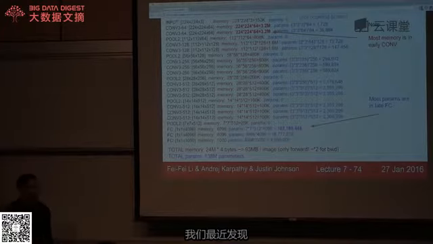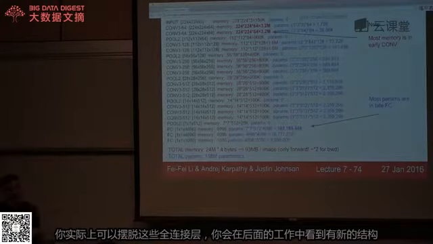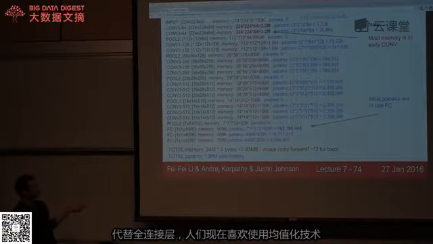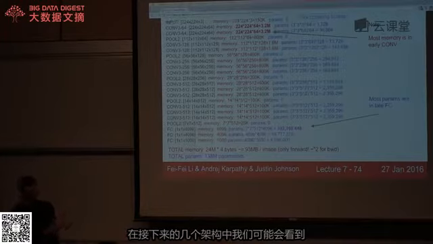What we found recently is that you can actually get rid of these fully connected layers. And you'll see that in some of the later work, where instead of using fully connected layers, people now like to use average pooling across this volume. So we'll see this in the next few architectures.